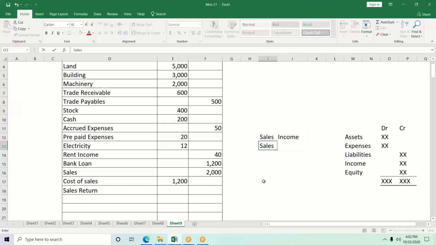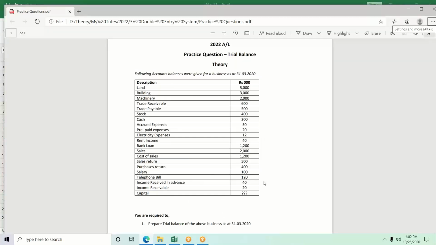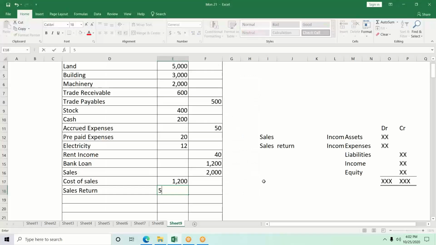Sales return is also what account, Puta? Income account. So both the sales and the sales return you recognize as income accounts. Even though you identify that as an income account, it has a debit balance. Therefore, sales you record on the credit side, and the sales return must be deducted from the sales. Therefore, it has to be recorded on the debit side. So sales return you record on the debit side, rupees 500,000. But even though you record it on the debit side, keep in mind, Puta, it is an income account.